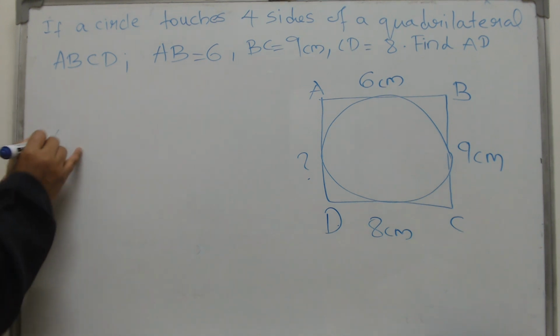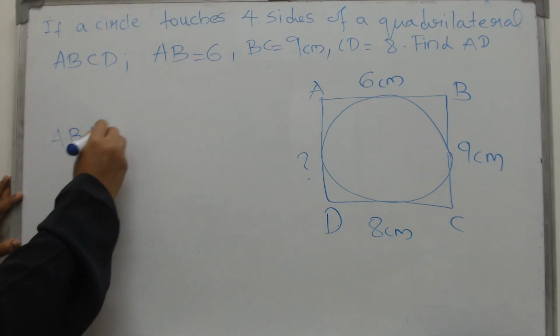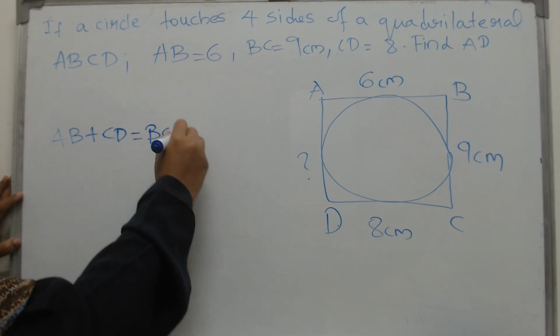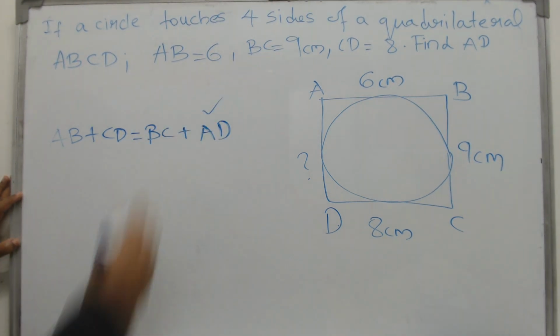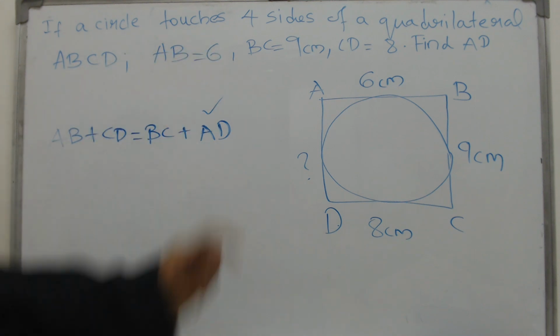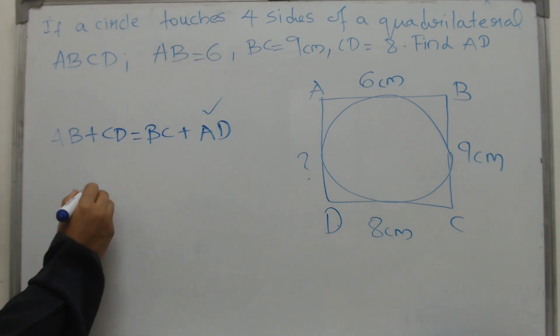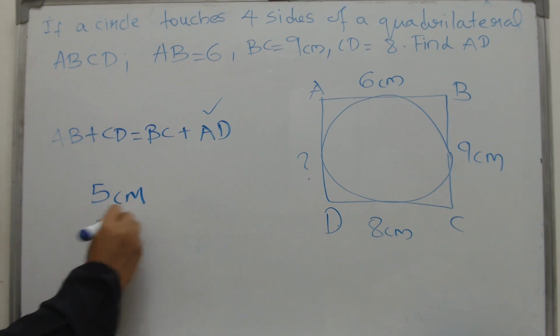Why? Because the sum of the opposite sides are equal to one another, which means what? You have to find AD. What is AD? It is 6 plus 8 minus 9, which is what? 5 centimeter. That is all for today.